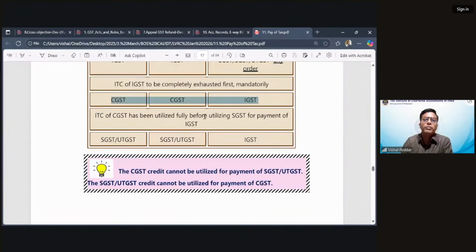After CGST is fully utilized, then the last that you will utilize or you are left with is now SGST.